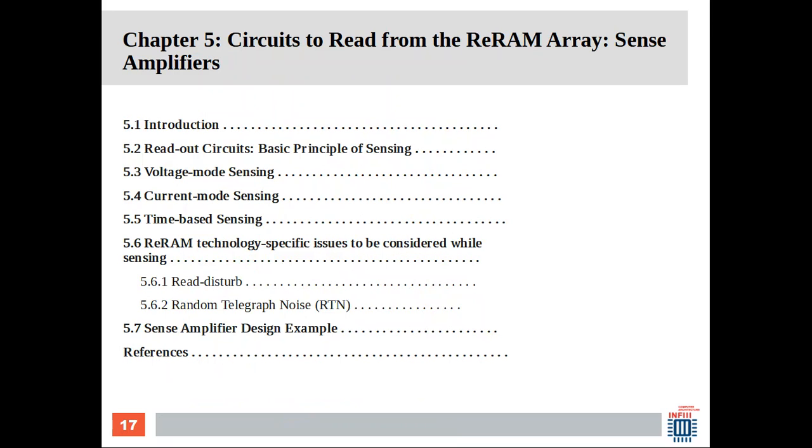Voltage mode sensing, the only difference is that you don't have a reference voltage, but you use time as the reference. And some ReRAM technology specific issues like read disturb, why is it happening, and random telegraph noise. And also there's a design example at the end of this chapter. So chapter 5 is really large with all the details of the sense amplifiers.